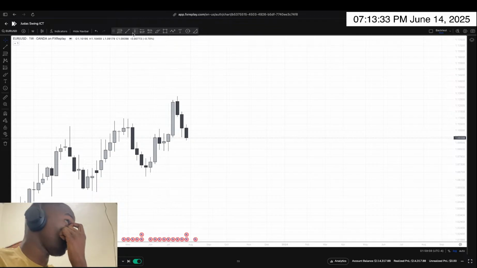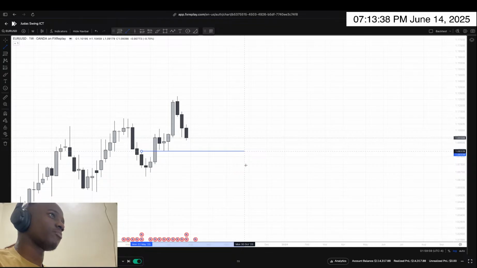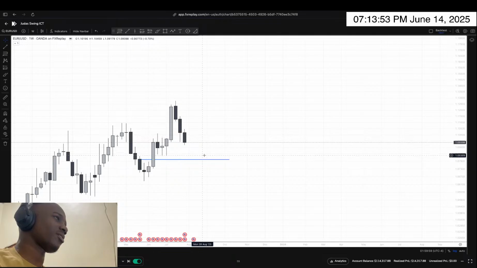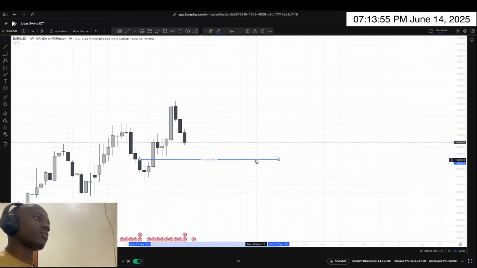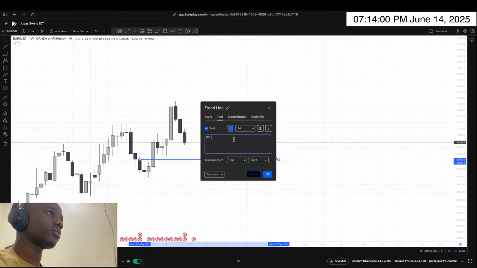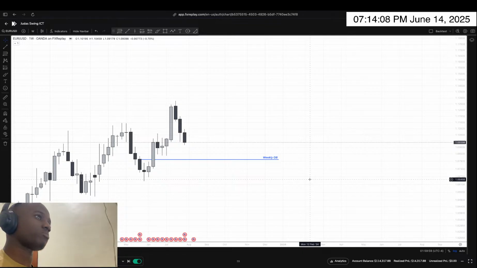And I would also like to mark this. The reason I'm marking it is because when we drop, we might need to stop right there. I think this is the last down close candle, which would be the midpoint of this whole move. So I would like to mark it like this, weekly order block right there. Okay, weekly OB.